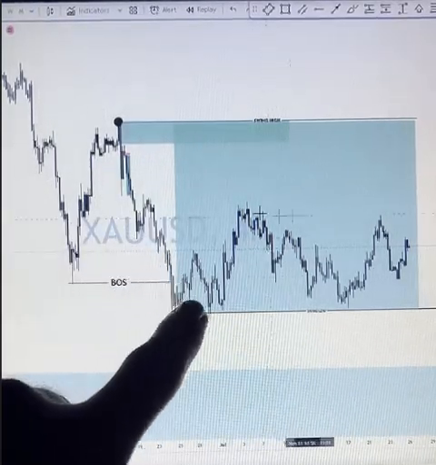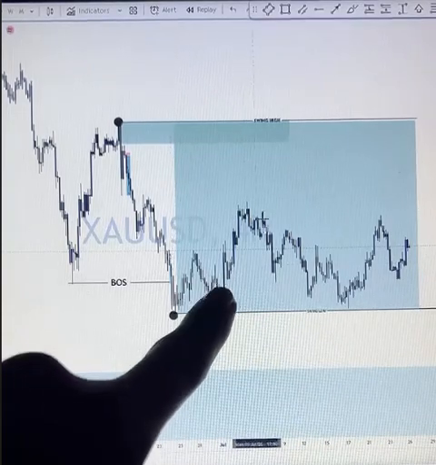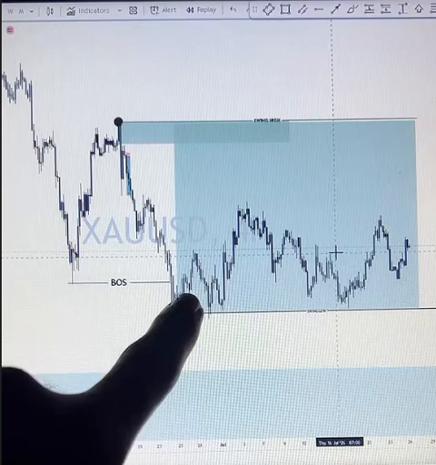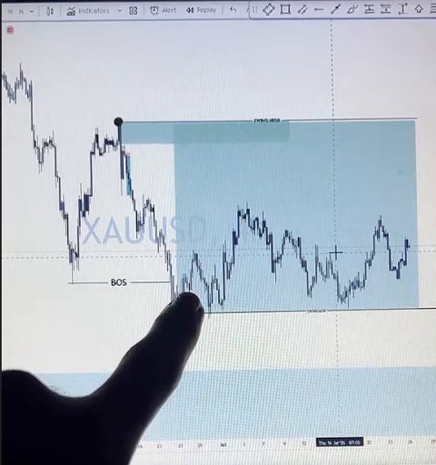Now listen. The whole of this move is pullback. Now there are different types of pullback, right?